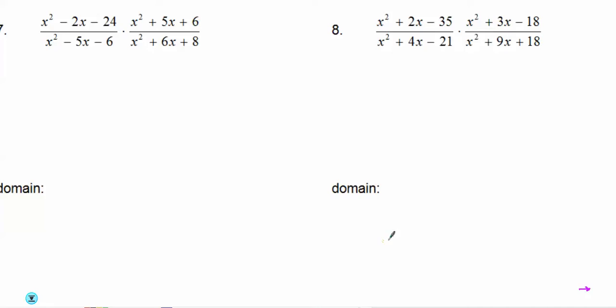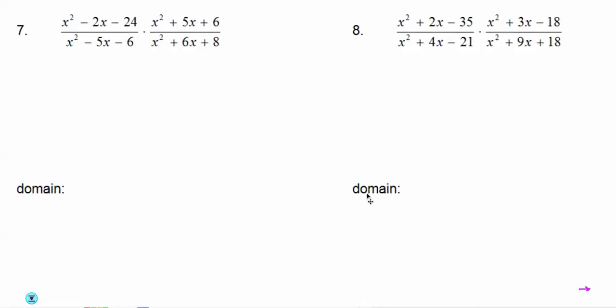Let me bring this into view. Problems 7 and 8 are here. We're first going to do problem number 7. Now, when we're dealing with this, the steps, always, will be, number 1, to factor all numerators and all denominators.